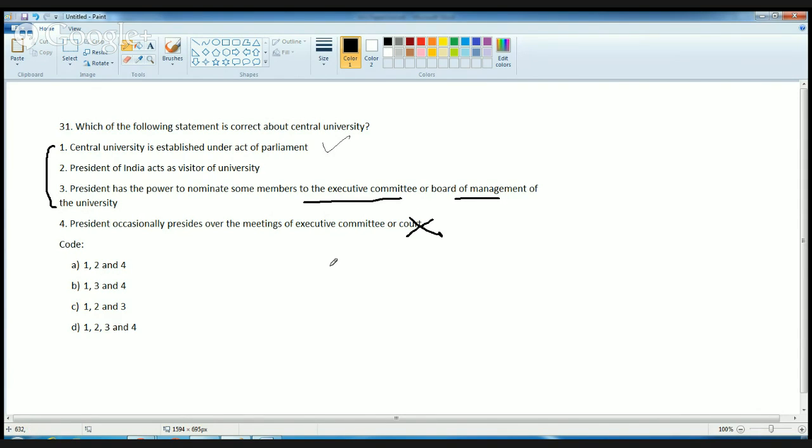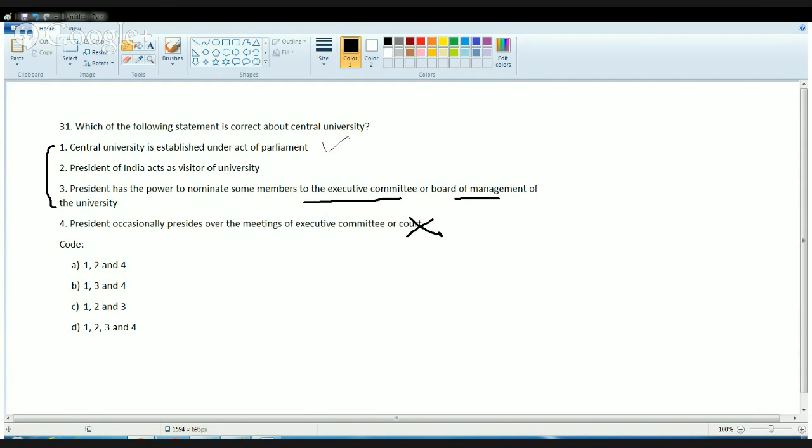The fourth statement is incorrect. President occasionally presides over the meeting of executive committee is an incorrect statement. Now let's move on to the next question.